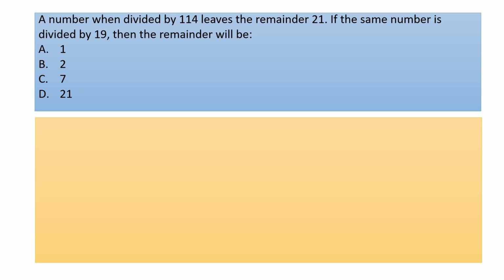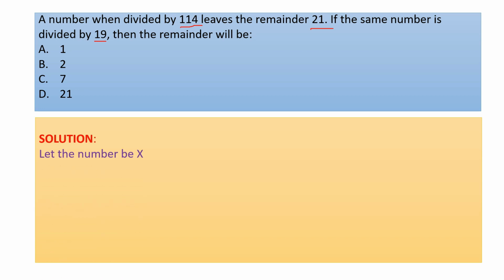Let's move on to the next problem. A number when divided by 114 leaves the remainder 21. If the same number is divided by 19, then the remainder will be. The options are 1, 2, 7 and 21. So from the problem statement, we understood that when a number is divided by 114, it gives the remainder 21. If the same number is divided by 19, then we have to find the remainder.